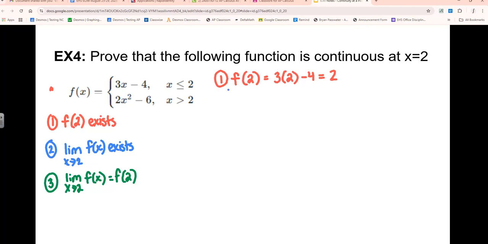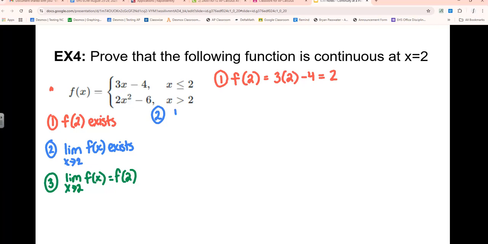For the second thing that we have to do here, we need to show that the limit as x approaches 2 exists. At 2, that's where our piecewise function breaks apart, right? So we need to see if those two pieces connect up, or if we've got a jump or something there. You can do it in your head to kind of see. 3 times 2 minus 4, we already did that, that's 2. 2 times 2 squared is 8, minus 6, that's going to give us 2. This should exist, right? But you have to show it out whenever you're asked to do this on a free response question.